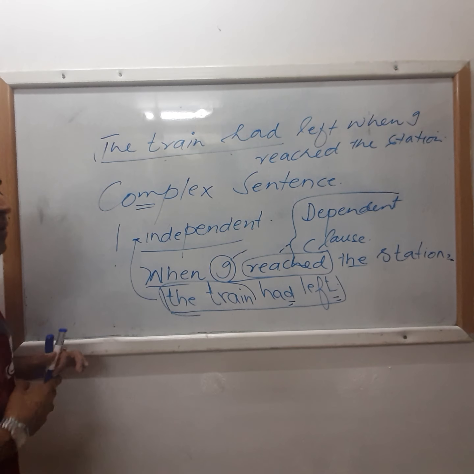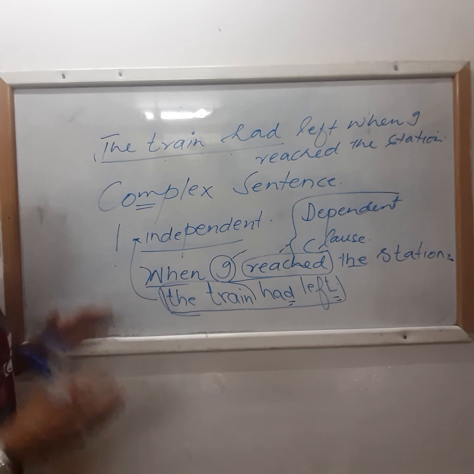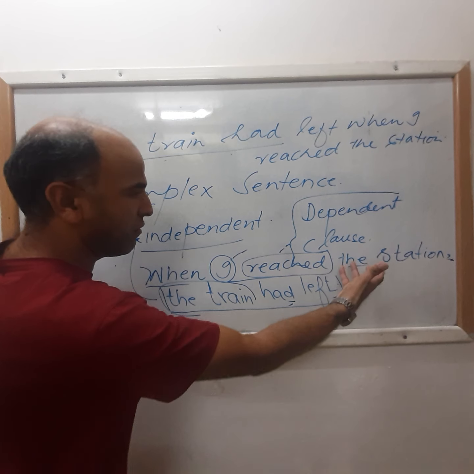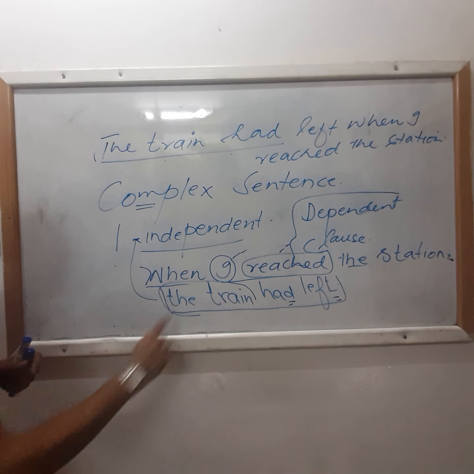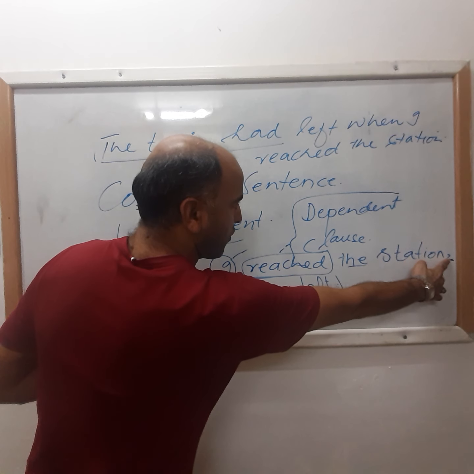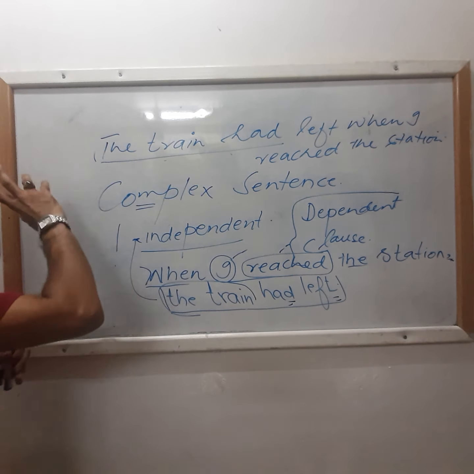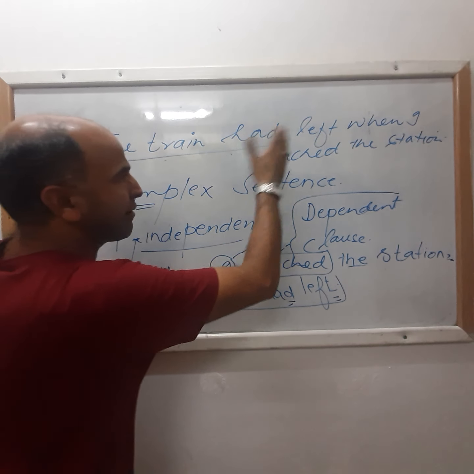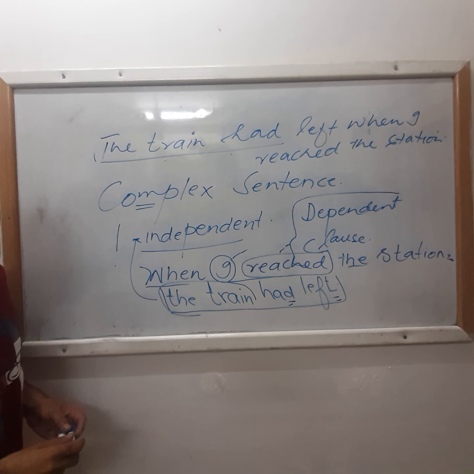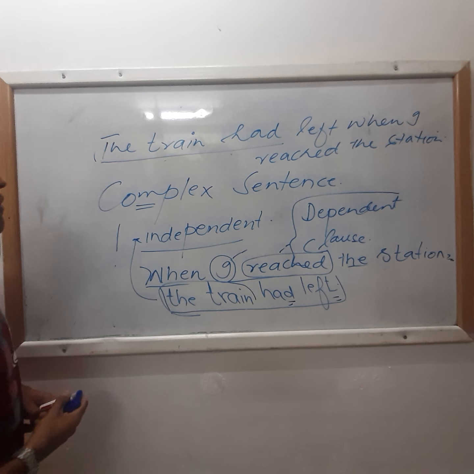So in a nutshell, we can say that a complex sentence is a combination of one independent and one or more dependent clauses. And if your complex sentence starts with a dependent clause, that dependent clause is always followed by a comma. And if your sentence starts with an independent clause, there is no need of putting a comma between the dependent and independent clause. So I think it suffices for today. I hope that you people would have grasped the idea of what a simple, compound and complex sentence is.